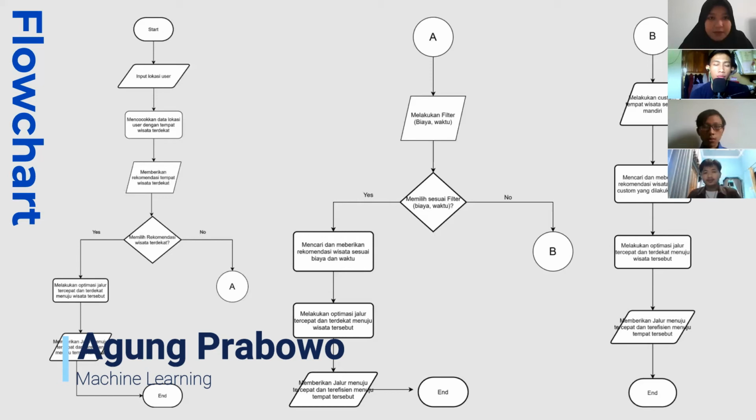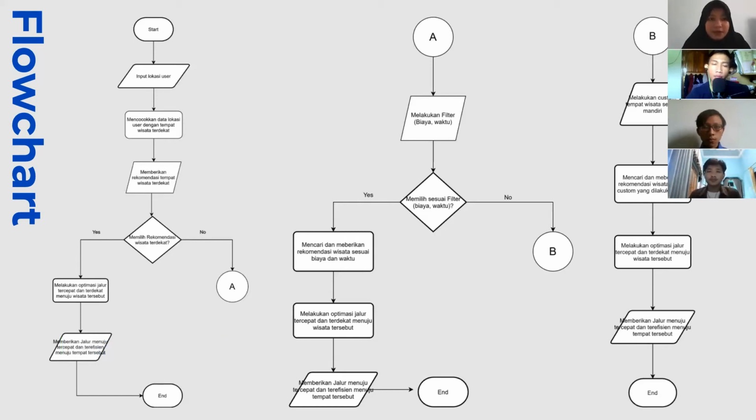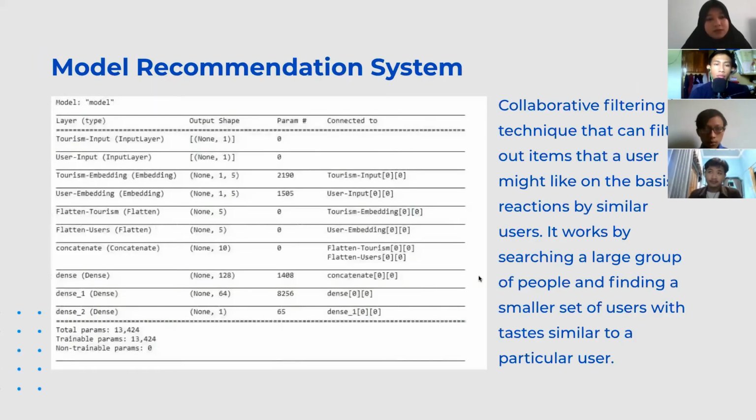This flowchart shows three features of our application, that is recommendation tourist destination based on users, showing recommendation for tourist destination based on budget and time, and lastly is a custom feature that allows the user to choose the tourist destination and the route will be optimized using the TSP concept. Okay, next. And this is our recommendation system model.